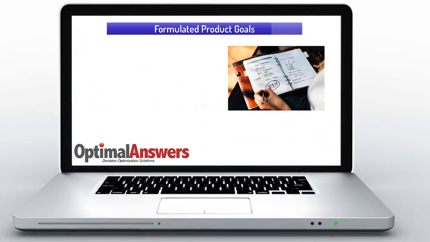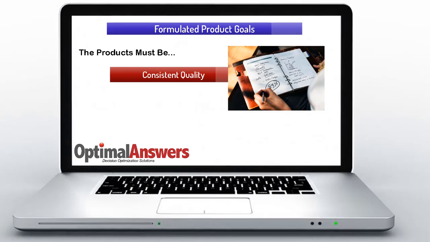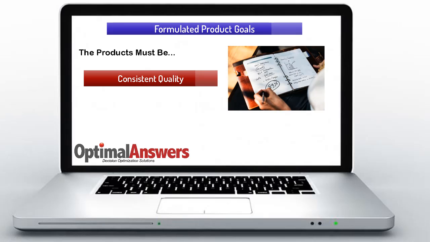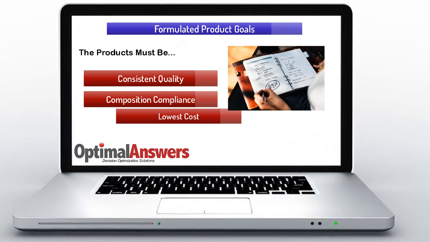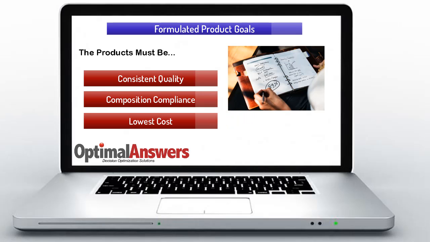Making formulated products is complicated. The products must be of consistent quality. The products must meet composition compliance regulations, and the products must be the lowest cost in their category in order to be competitive. Formulation drives all three goals.